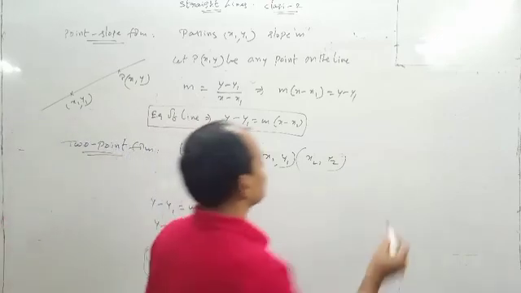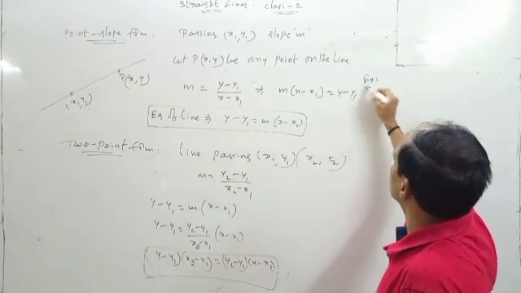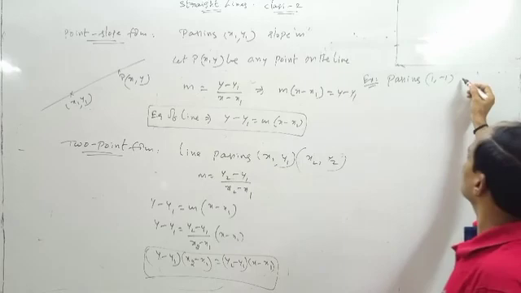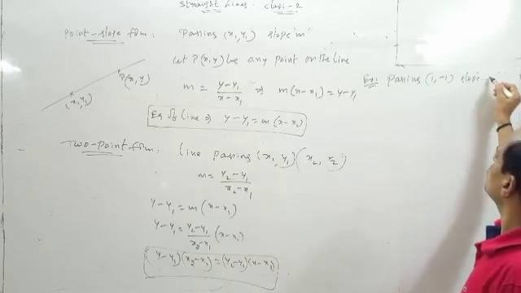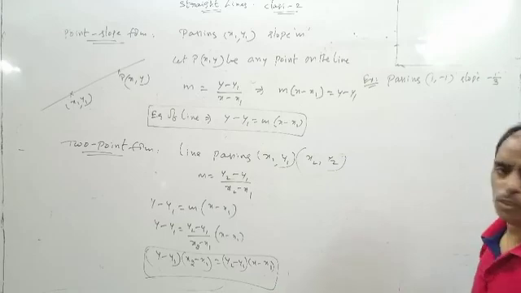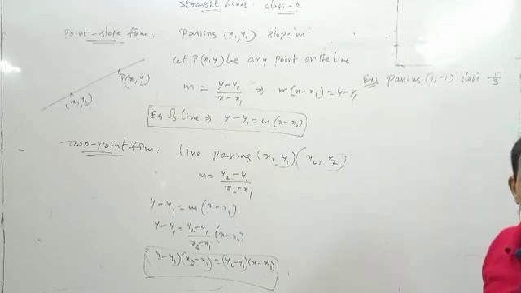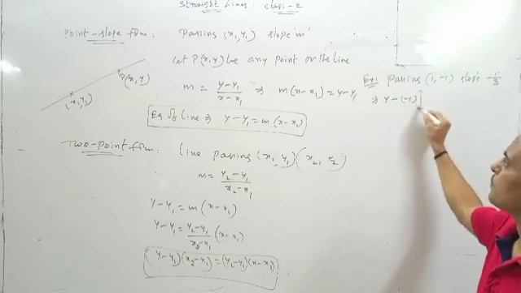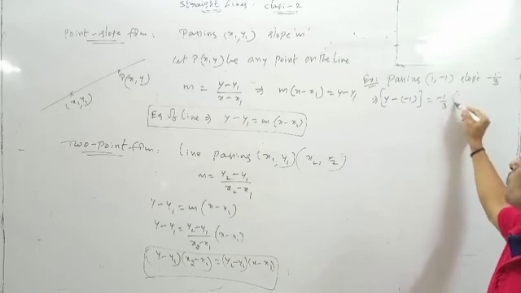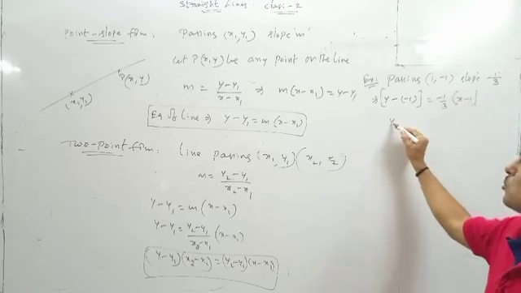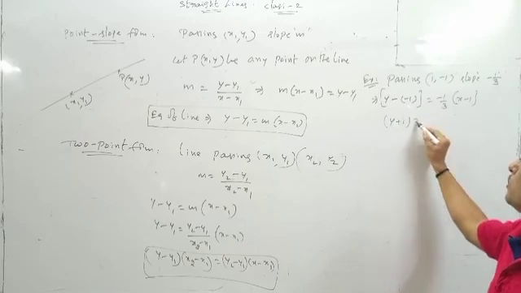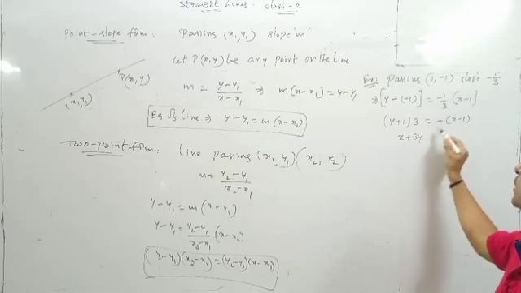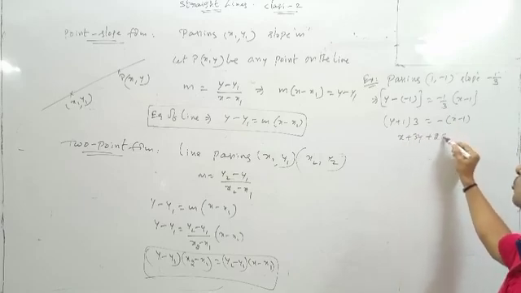Okay, so I will give some examples also. Passing through (1, minus 1) and slope minus 1 by 3. Slope is given, point is given. Then what about the equation of the straight line? y minus y1 is equal to slope into (x minus x1). So (y plus 1) into 3 is equal to minus of (x minus 1). So x plus 3y plus 1 plus 2 is equal to 2.